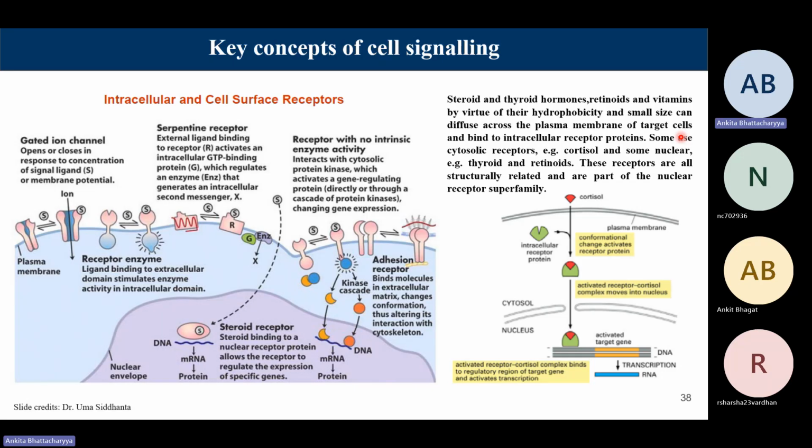So that's what you see here. In red, you can see cortisol, which is binding to the intracellular receptor protein. There's a conformation change in the receptor, which is then able to move into the nucleus, sit on the gene of interest, and activate transcription of downstream genes. That is the basic pipeline which is followed.